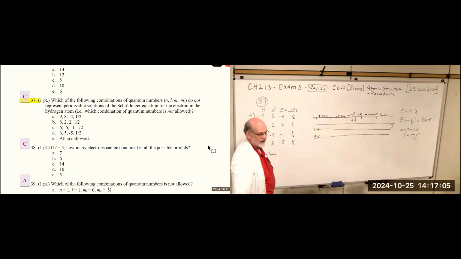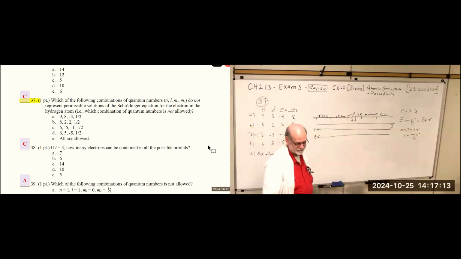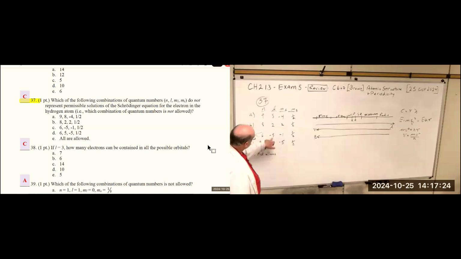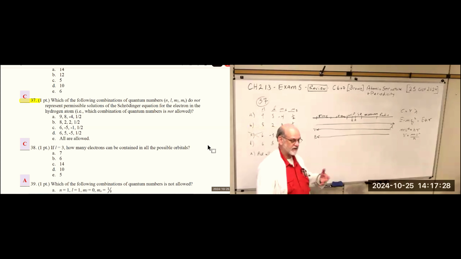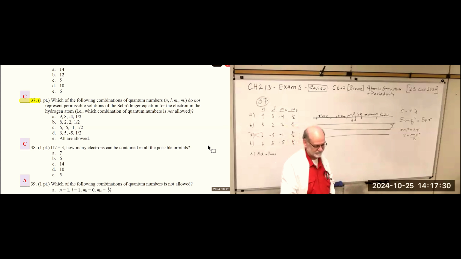Can L's be minus? No, never. So we got this one out. All right, that one's false. We found one that's false, so they all can't be allowed. And we don't have 2 of the above or none of the above. We found the right one, simply by knowing that L can never be negative. It's just n minus 1 is the maximum, starting with 0.